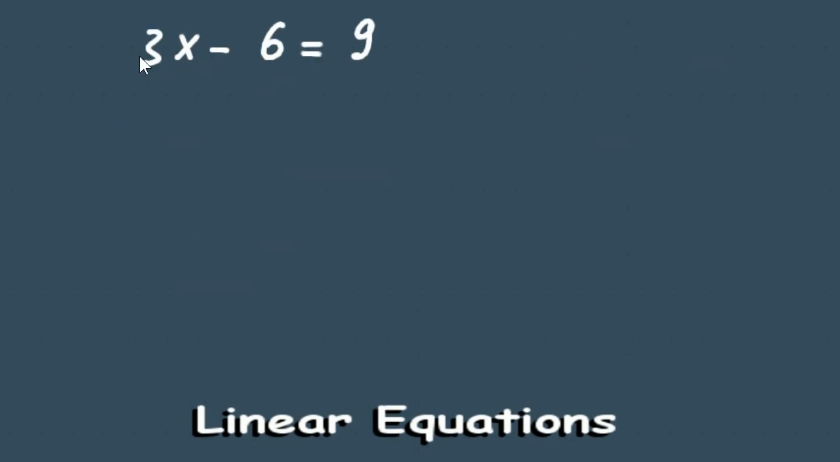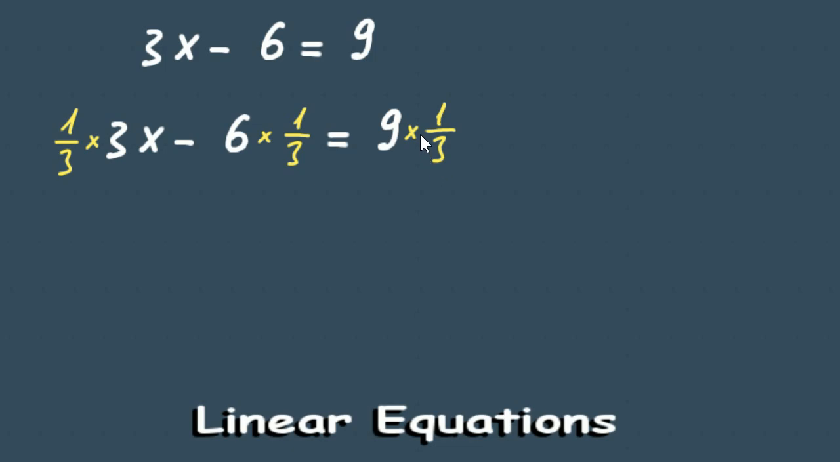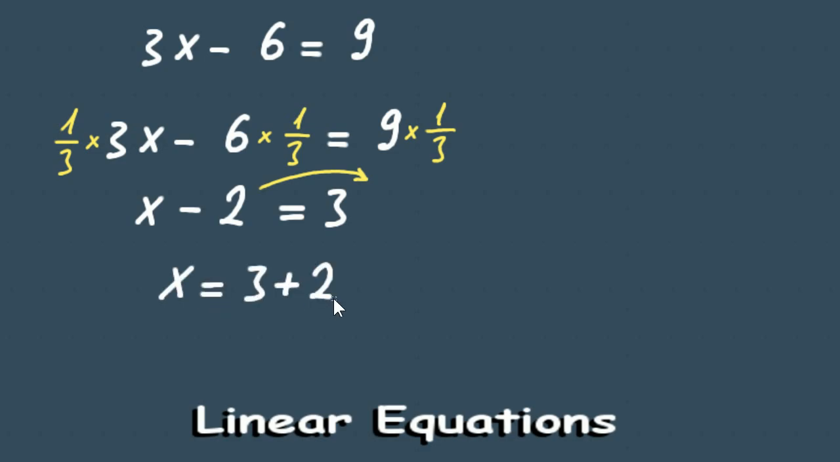To get rid of the 3 in front of the x, I will multiply each term of the equation on both the right and left sides by the reciprocal of 3. This is 1/3. Here I get 1. 6 divided by 3 and 9 divided by 3. I don't write the 1 before the x. I move the negative 2 to the right side. In this case, I change the sign in front of the 2 to the opposite. On the left side there was a minus, on the right side there will be a plus. So, I got the solution of the equation.